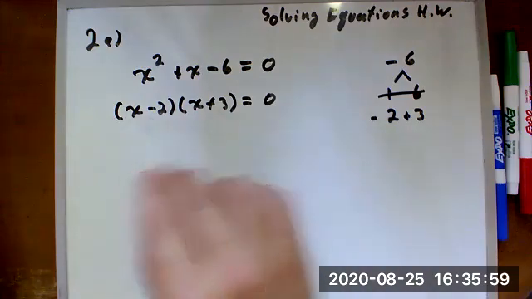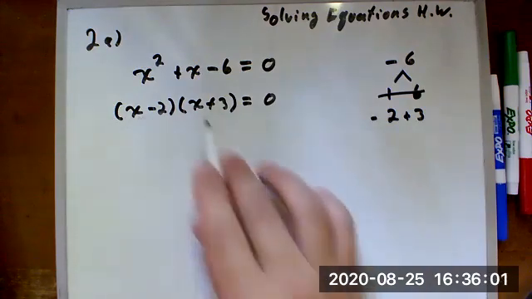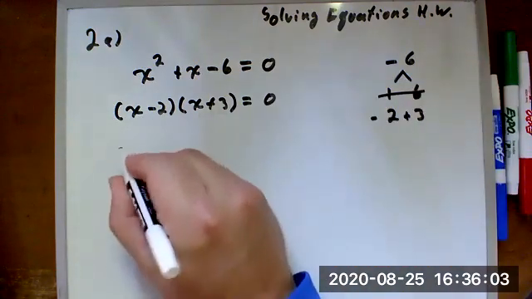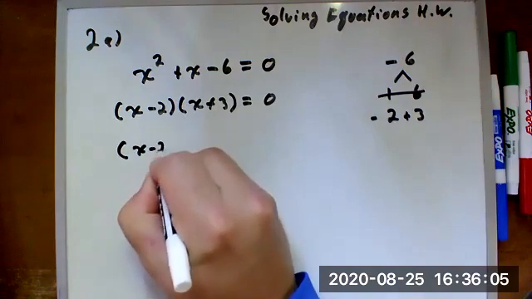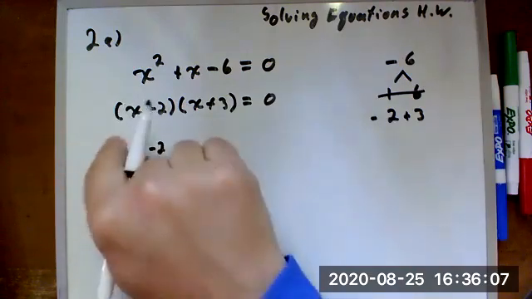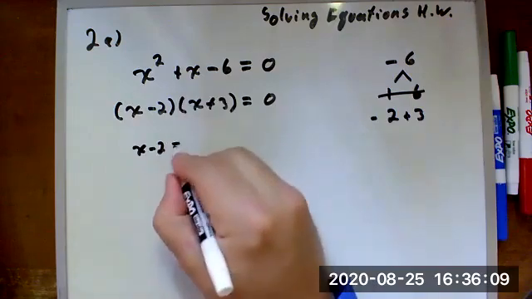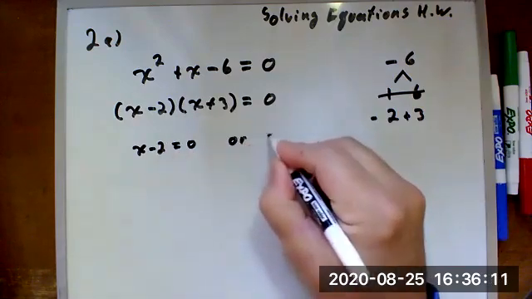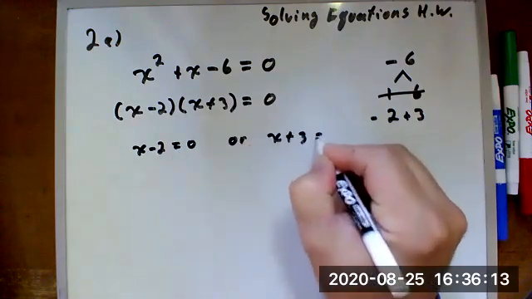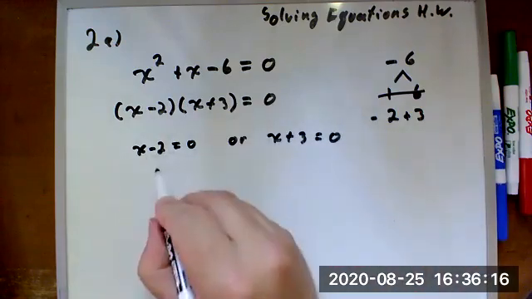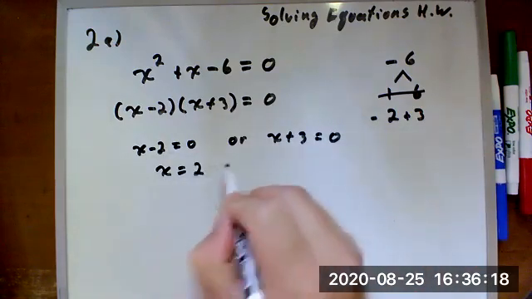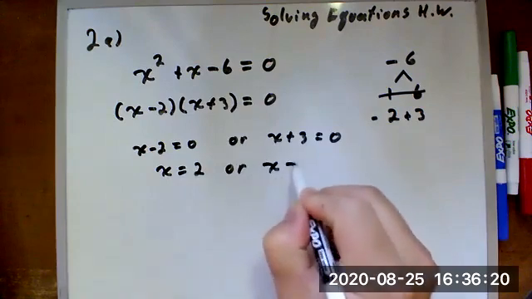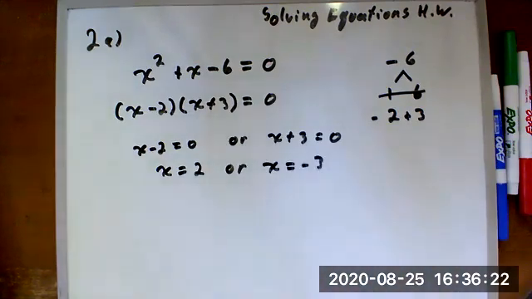Then once we've figured that out, that means either x minus 2 equals 0 or x plus 3 equals 0. So we go ahead and we set those up. Sorry, don't hit the brackets on this. x minus 2 equals 0 or x plus 3 equals 0, which gives us our answers of x equals 2 or x equals negative 3.